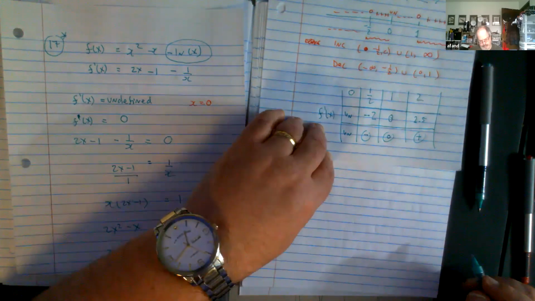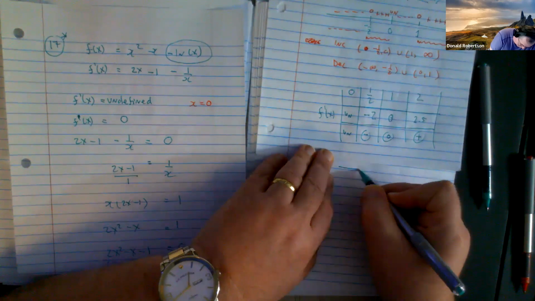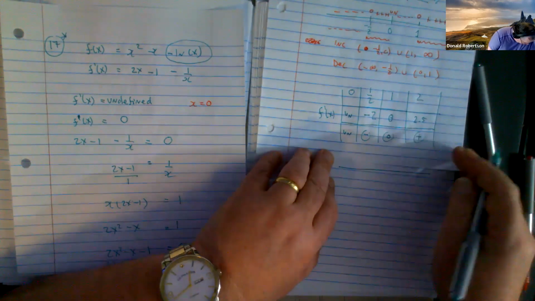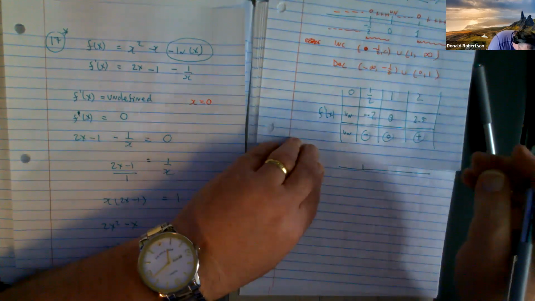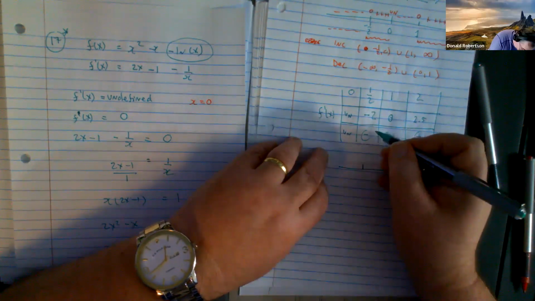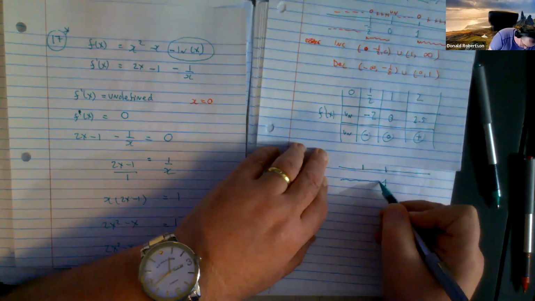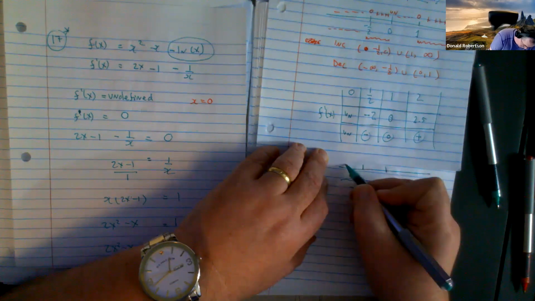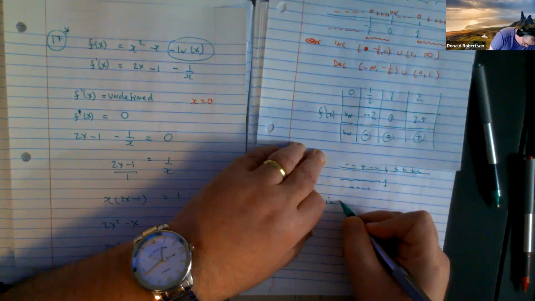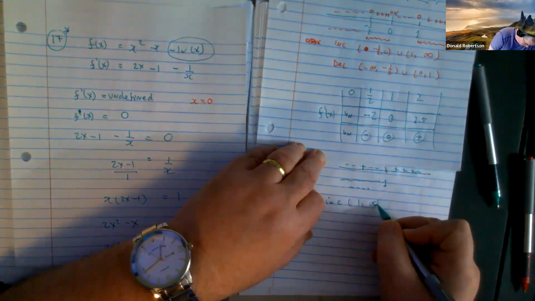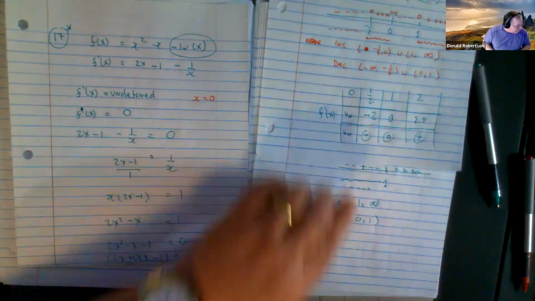Which means I only have, I'll draw my little line here. I only really have a couple of places where I need to look. I got this guy here at 1. So everybody over here is negative, and everybody over here is positive. So my function is increasing from 1 to infinity, and it's decreasing from 0 to 1.